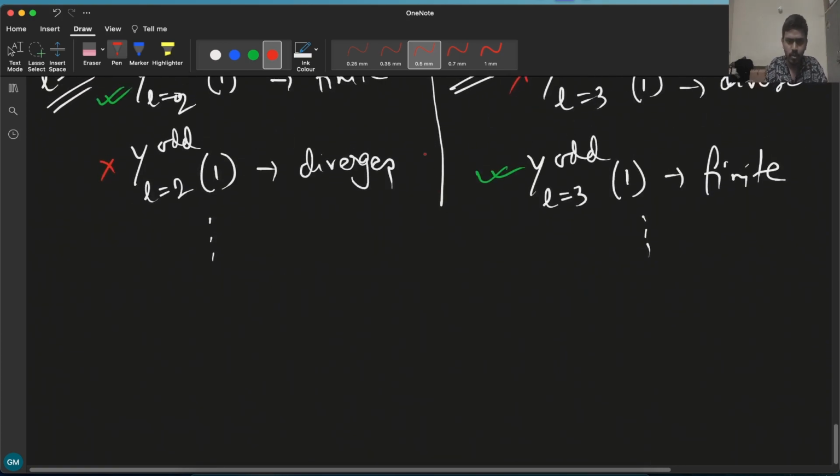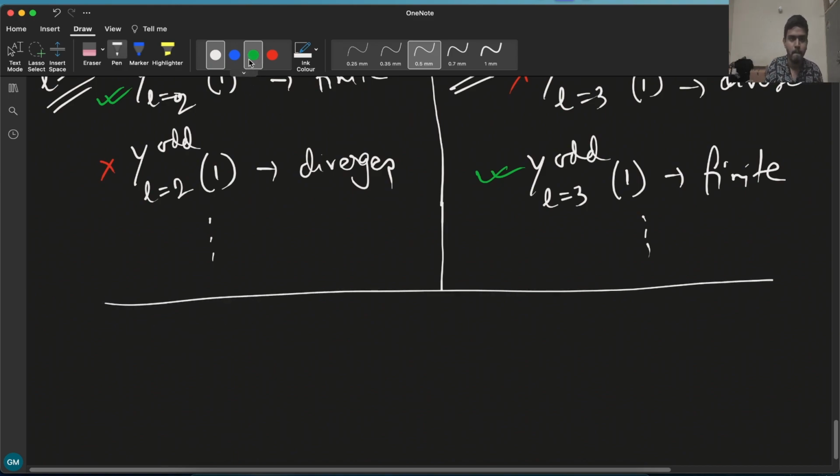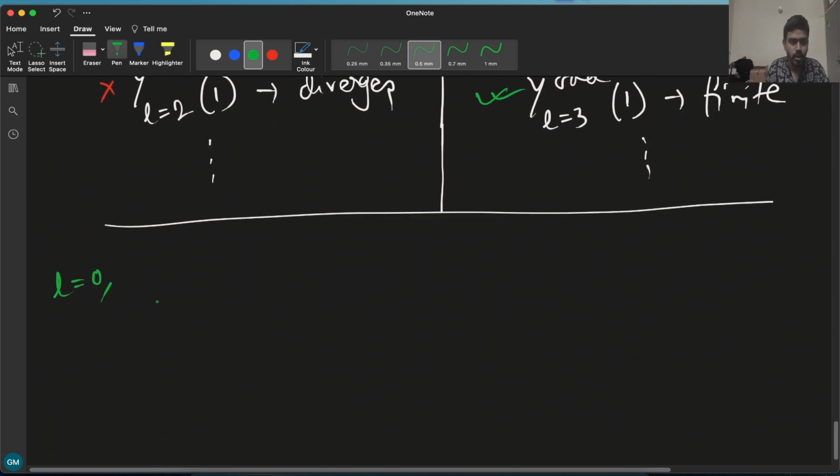Okay, so basically what we have is, for L equals 0 we have y even at x equals 1. Okay, for L equals 1 we will consider only the odd series, right? So for L equals 1, y odd at 1, so let me call it L equals 1.